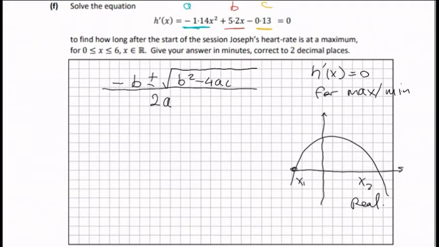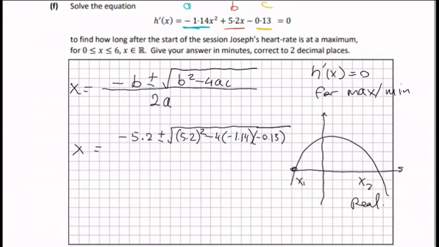Okay, so let's put everything in and we get our value. So x is the time, and we go minus b, so that's minus 5.2, plus and minus the square root, so everything is within the square root now. So we have 5.2 squared minus 4 by the a, which is negative 1.14, by the c, which is negative 0.13. Put that into our calculator and divide by 2 by a, so 2 brackets minus 1.14.